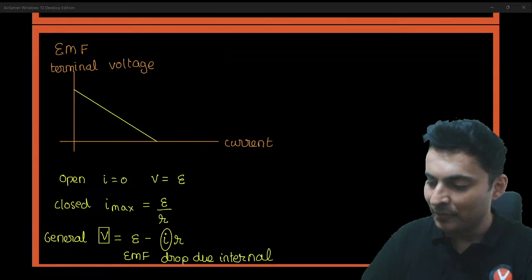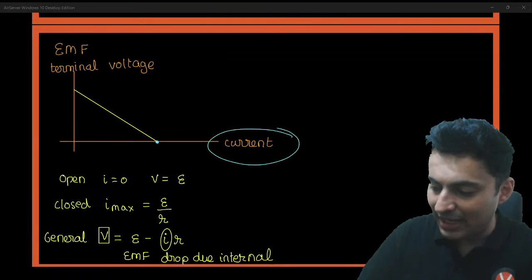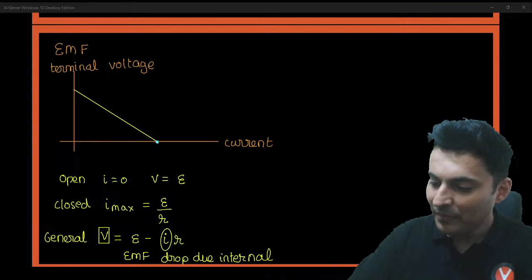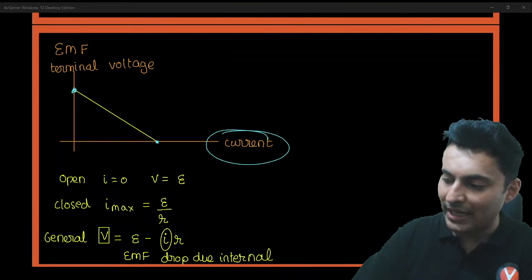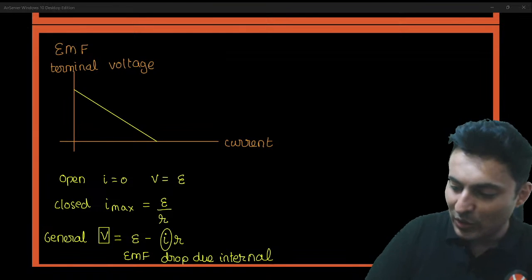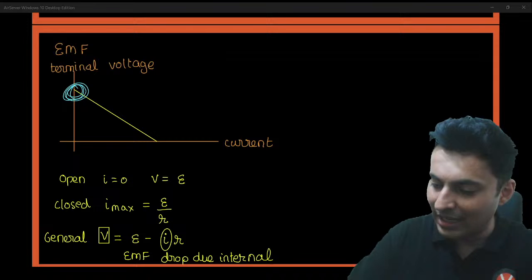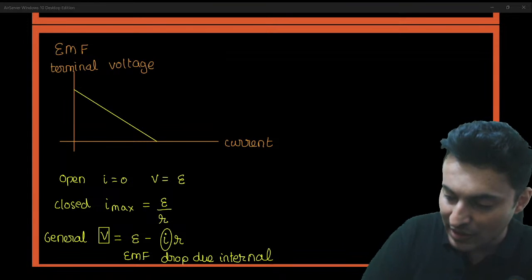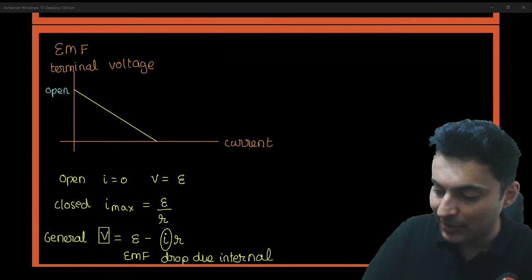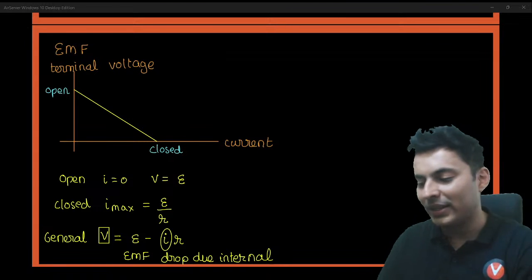And notice how these things work. Check out some special pointers over here. This point refers to maximum current, and this point refers to no current but maximum terminal voltage. That means it is open circuit right over here. This is open circuit, and this point over here refers to the closed circuit. So these are the two special points on that particular graph.